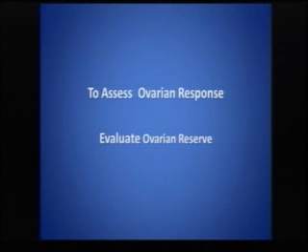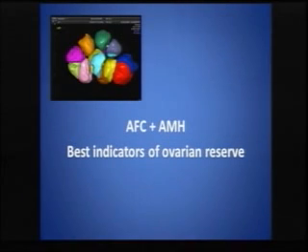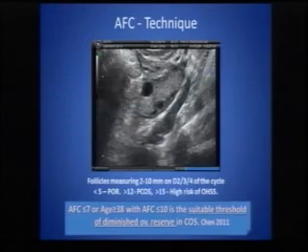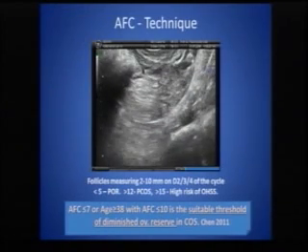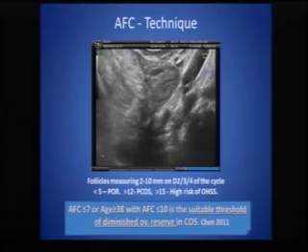To assess the ovarian reserve, which would help us to assess the ovarian response and thereby improve the efficacy of our stimulation protocols. Now, there are a number of tests to evaluate ovarian reserve, but today we know that the antral follicle count and the AMH remain the best indicators of ovarian reserve. Antral follicles are measured on cycle day 2, 3 or 4.